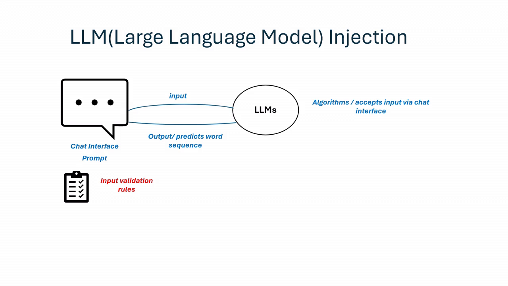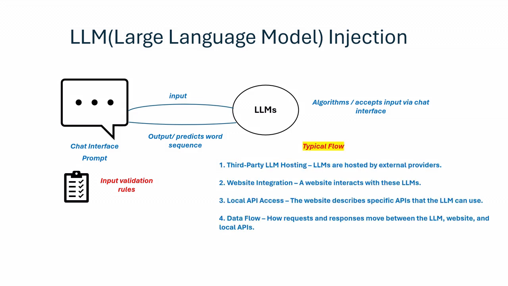Let's understand a bit more about how LLMs work. LLMs are usually hosted by third-party providers. A website can enable these LLMs to use its specific features by describing local APIs the LLMs can access. For example, a chat support LLM for an e-commerce website might have access for managing users, orders, products, inventory, etc.